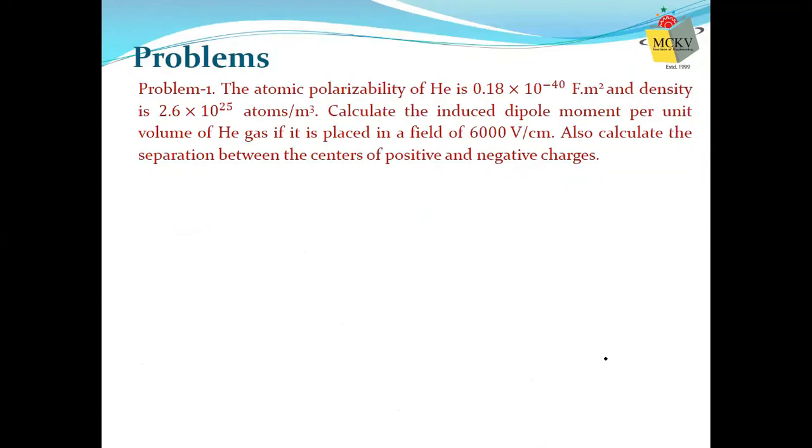Like problem number 1. It says atomic polarizability of helium is given as this, in SI unit. So what is supplied? Alpha is given. Atomic polarizability is supplied. Density is given as this. The question is to calculate the induced dipole moment per unit volume of helium gas if it is placed in a field of this.